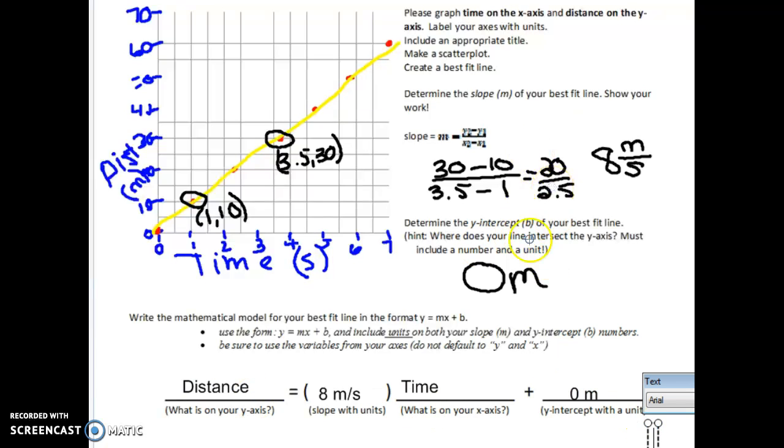So the work that I did here is really important because it carries over to my math model. Hopefully this helps for some of you that are still struggling with how to graph and how to complete every component of a graphing assignment.